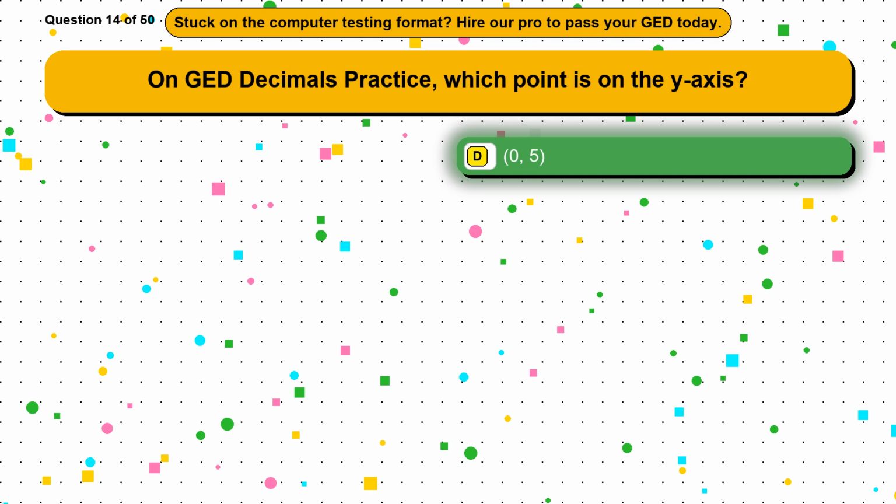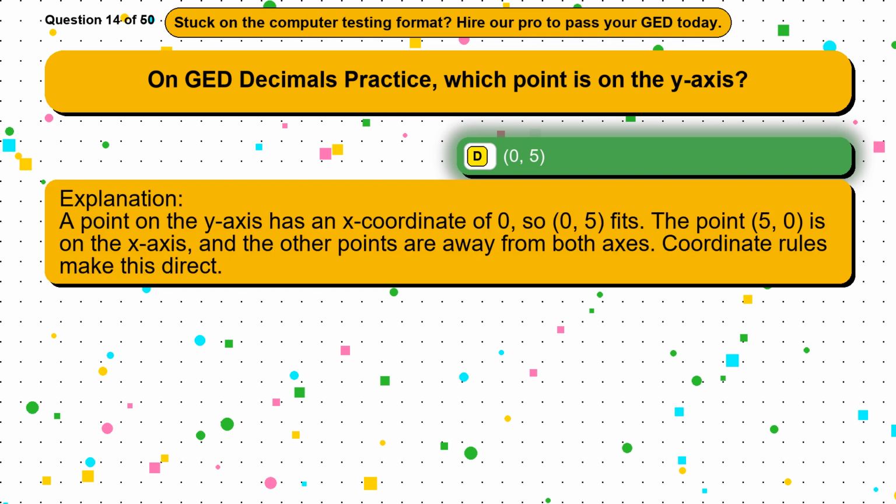0, 5. A point on the y-axis has an x-coordinate of 0, so 0, 5 fits. The point 5, 0 is on the x-axis, and the other points are away from both axes. Coordinate rules make this direct.